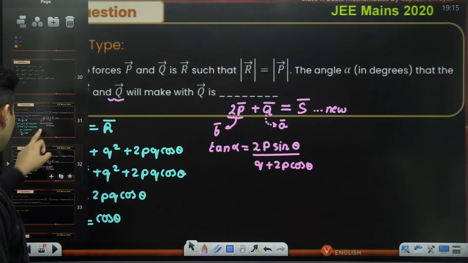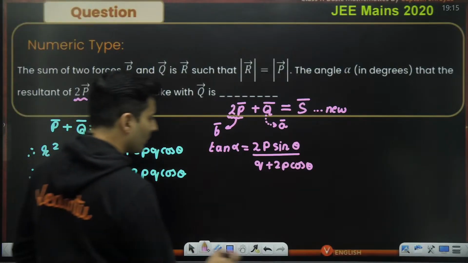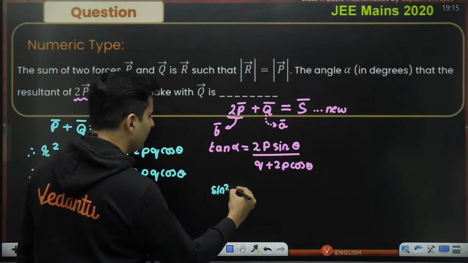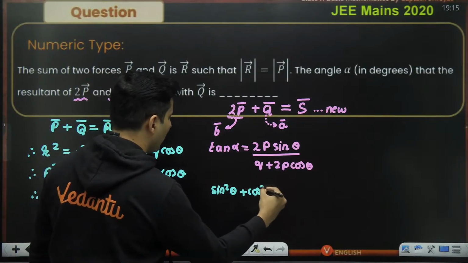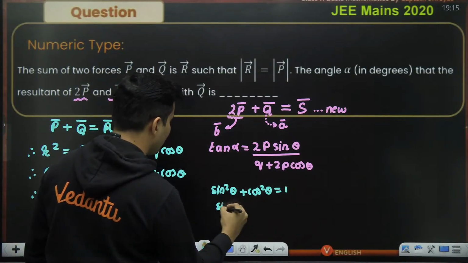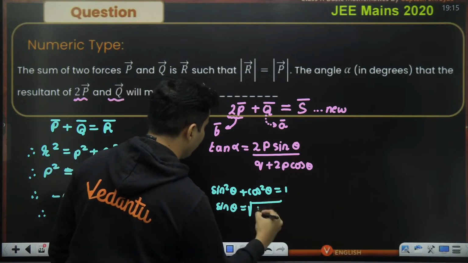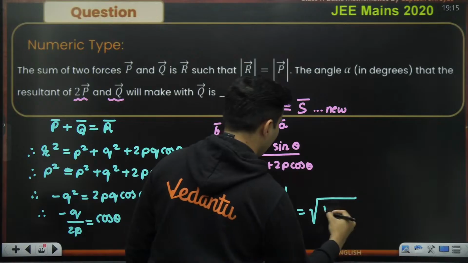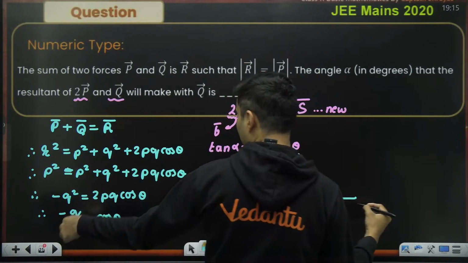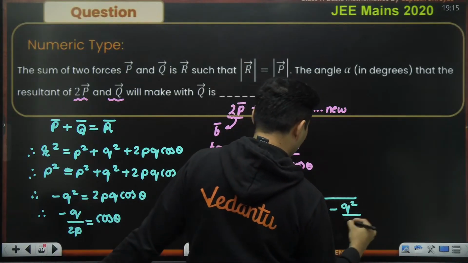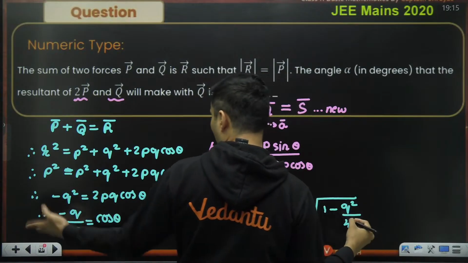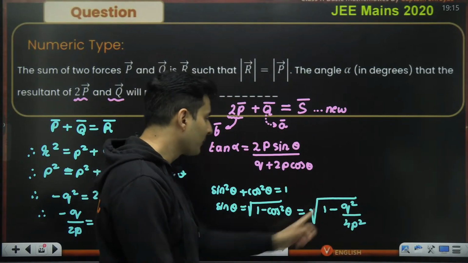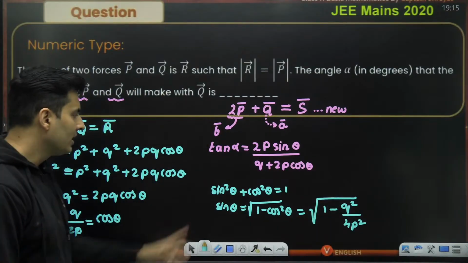Okay, don't worry, we'll find out sine theta also. How can we find sine theta? Simple. Sine square theta plus cos square theta is 1. So sine theta is the root of 1 minus cos square theta. That means this square, which is q square by 4p square. Minus square is positive, so don't worry about that minus and make it positive. That will be a big silly mistake. So q square by 4p square, that is sine theta.